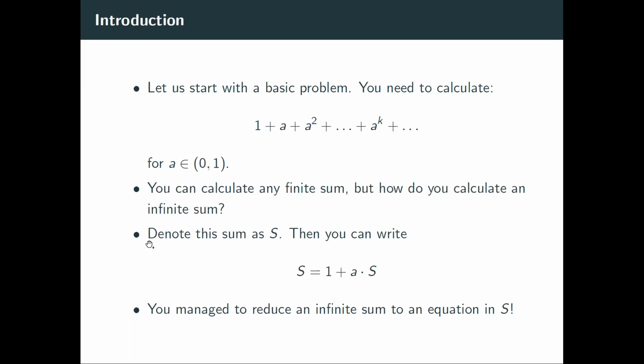And actually, as I believe, again, you all know what you do. You denote this sum as S, which is unknown to you. And then you can write that S, which is this sum, is equal to 1 plus, then you take a from this sum, and by what you multiply is again 1 plus a plus and so on. So because it's infinite, it's again S. And you can solve this equation eventually and derive the fact that S is equal to 1 divided by 1 minus a.